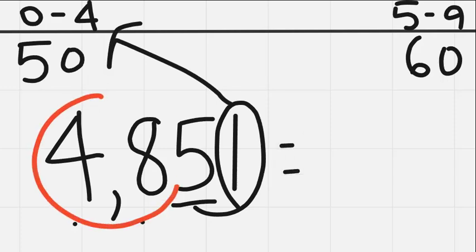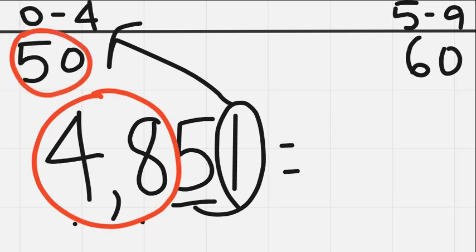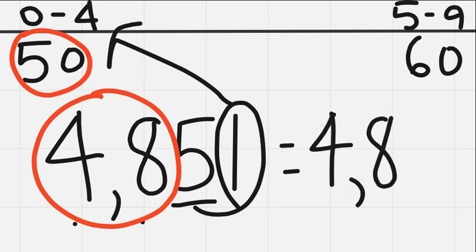First we will write the 4 and the 8, and then we will write 50. We write the 4 and the 8 because that's the 4,800, and then we write 50 because the 1 tells 51 to round down. So 4,851 rounded to the nearest 10 is 4,850. Be sure to check your work.